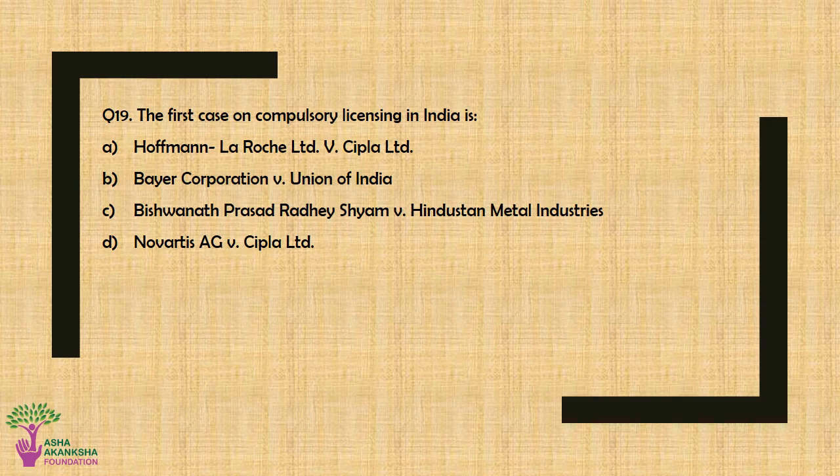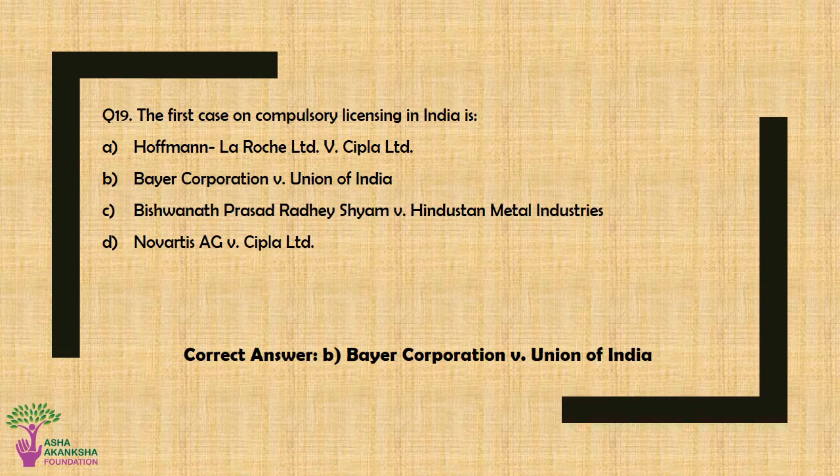Question number 19. The first case on compulsory licensing in India is option A, Hoffman La Roche Limited versus Cipla Limited, option B, Bayer Corporation versus Union of India, option C, Bishwanath Prasad Radheshyam versus Hindustan Metal Industries, or option D, Novartis AG versus Cipla Limited. The correct answer for this question is option B, Bayer Corporation versus Union of India.